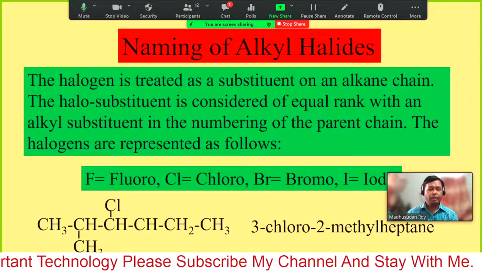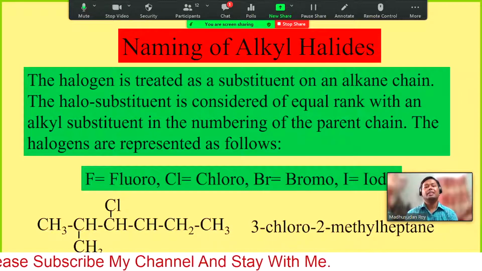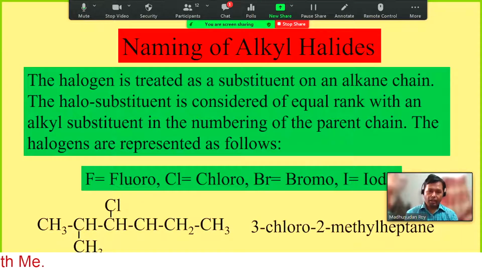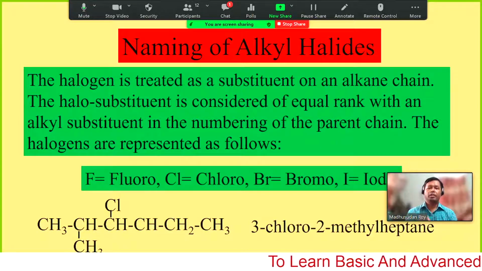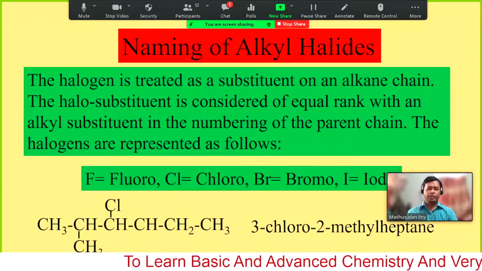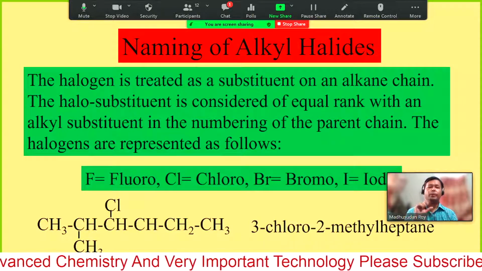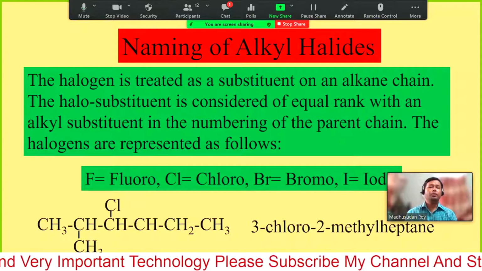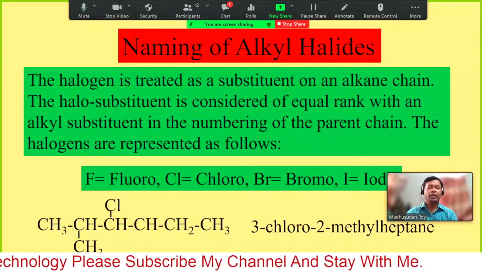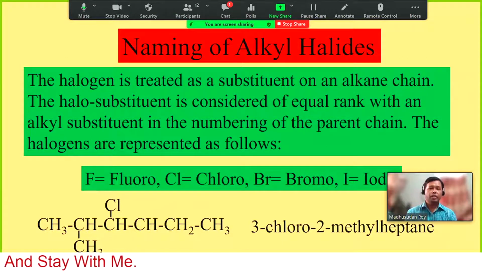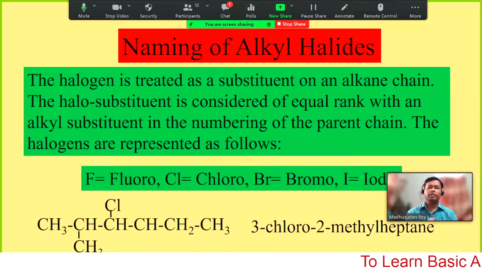So how will we name the compound? In that case the halogen is treated as a substituent on an alkane chain. Last class I mentioned the hydrocarbons, the naming of alkanes. Since there are a lot of new students, I will mention a little bit: we always need to memorize a few names of the alkanes containing a significant number of carbons. Depending on how many carbons you have in an alkane, you have to memorize the name. One carbon is methane, two is ethane, three is propane, like this.